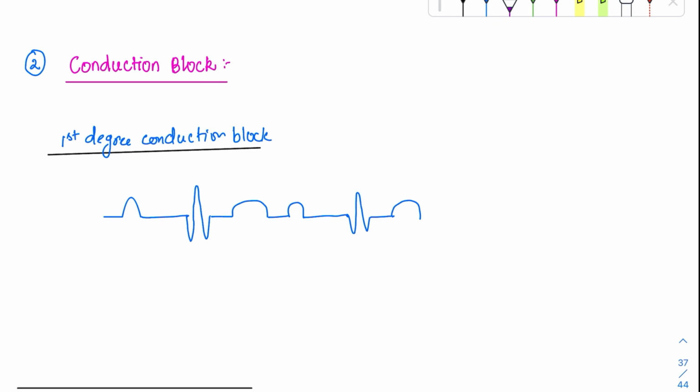In the first degree, there is just prolongation of the PR interval. There is no conduction block actually, but still the PR interval is prolonging. So they are considering there is some conduction delay. Instead of block, we can use the term delay. So what happens here? There is PR interval prolongation. As you can see in the representative diagrams, we have drawn an elongated PR interval. So this PR prolongation is happening.